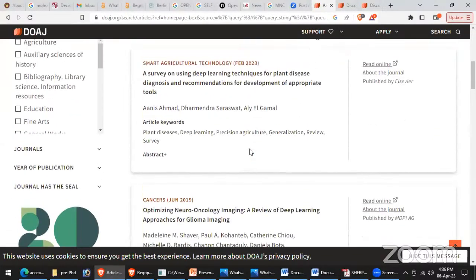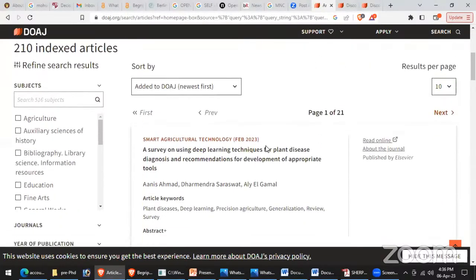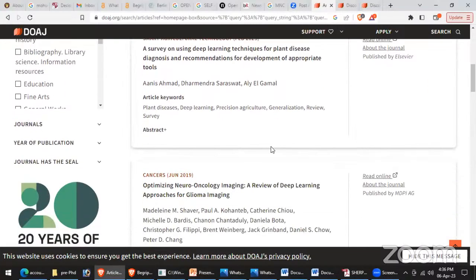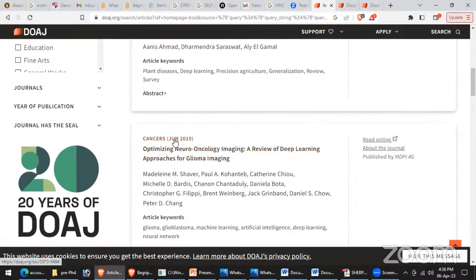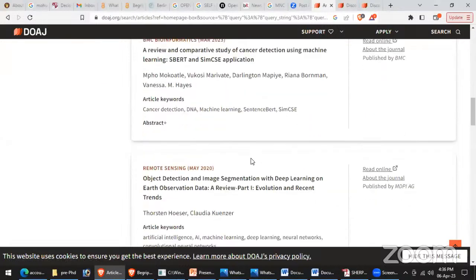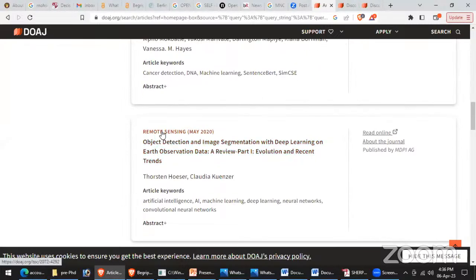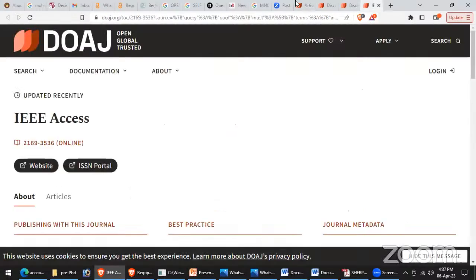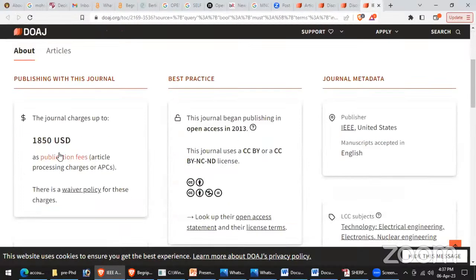See this. I'm searching the article now. I was searching with respect to journal over here. Now see, cancer is a very good one. This journal is very good. These are the journal names. BMC. This is the article remote sensing. This also is a very good journal. IEEE Access. If you're going for IEEE Access, you need to pay for it. See here.